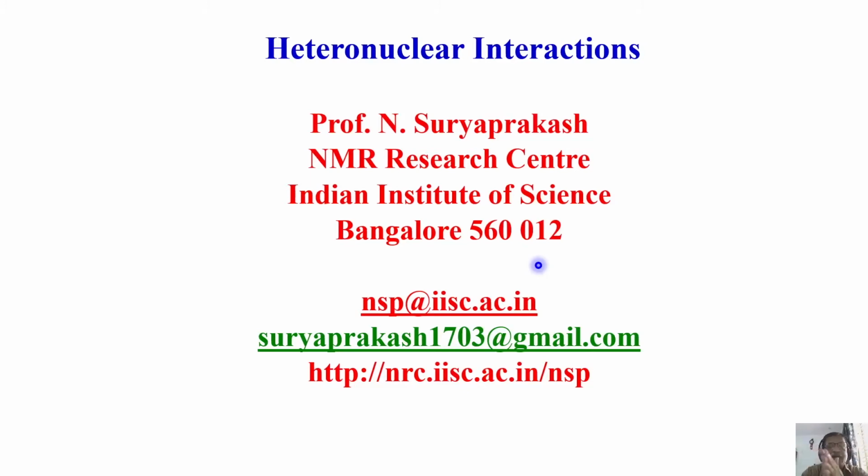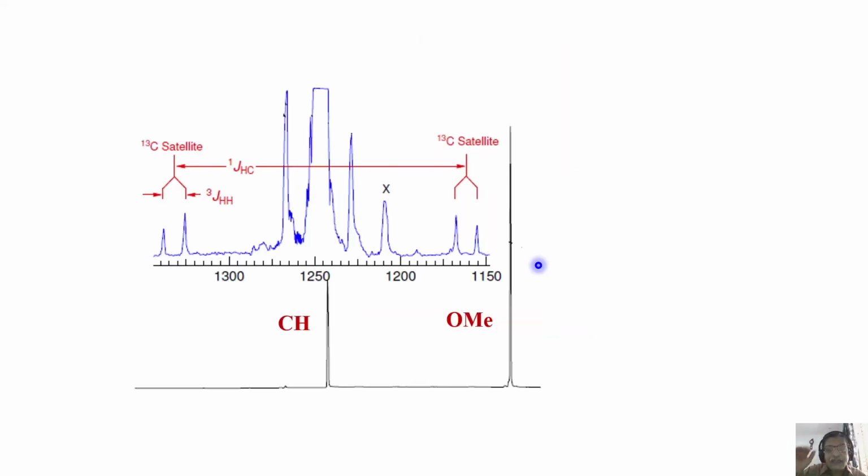I took the example of Si2H6, where we found out one bond silicon proton coupling through satellites, two bond silicon proton coupling, and three bond proton proton coupling we could see. So this is what I wanted to say. A lot of information we can derive sometimes from the same proton spectrum, but if we carefully look at the analysis of the satellites. Let us continue further today.